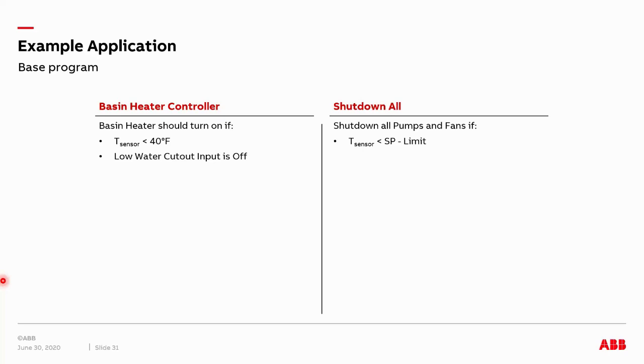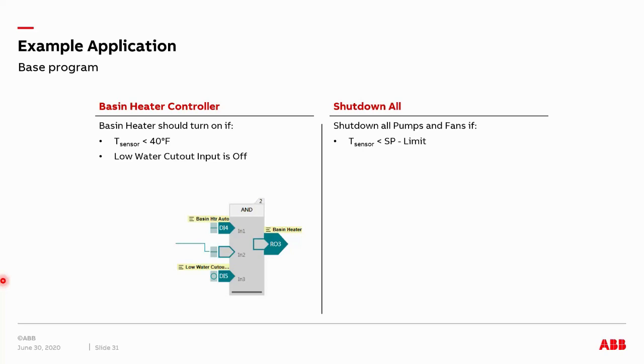But in the base program, I want to look at some controllers and things that are going to be constantly being monitored all the time, and it doesn't really matter where we are in the sequence. I just want it to function correctly. So I'm going to put my basin heater controller and my shutdown all controller all built into the base program. So first thing I want to do with my basin heater controller is turn it on if the temperature sensor reads less than 40 degrees F. I don't want that water to freeze, and I want the low water cutout input to be off ultimately at this point. So let's look at that code real quick.